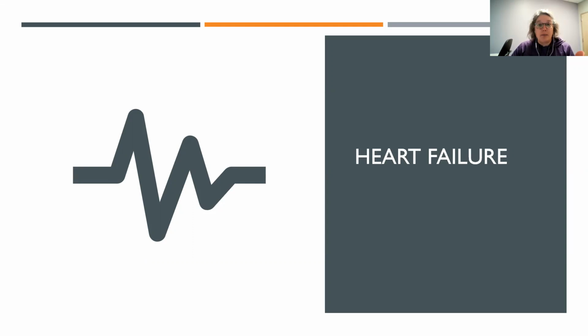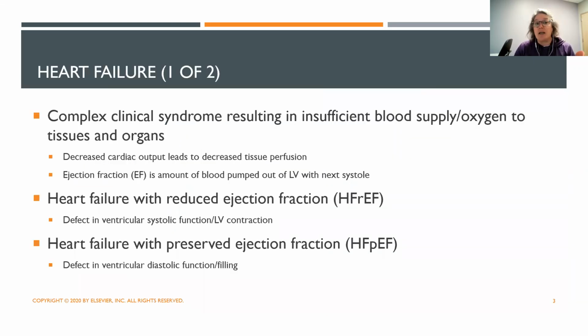There are some things that you should know about heart failure. This is basically a pathophys review. So heart failure is a complex clinical syndrome. And basically there's insufficient blood flow, supply of oxygen to the tissues and organs. And that decreased cardiac output leads to decreased tissue perfusion. So it's kind of like a never-ending cycle with heart failure, because the heart can't move the blood, right? But then that also leads to decreased tissue perfusion of the cardiac muscle. So then the heart really can't move the blood.